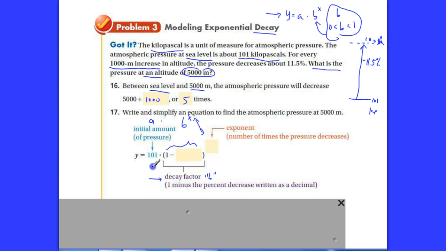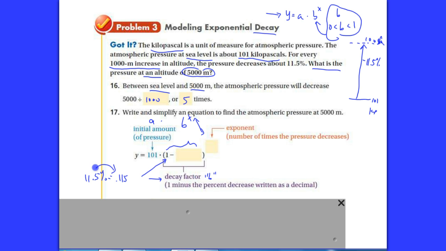Now, you might be asking yourself, and you should, why is it 1 minus that decay factor? Well, the reason it's minus is because remember that the 1 represents 100%. The 100% is what it was before it changed. It was 100% of its value, but it's going down 11.5%. And recall that when we do the math, we have to convert the 11.5% into a decimal value, which would be 0.115. You have to divide it by 100.